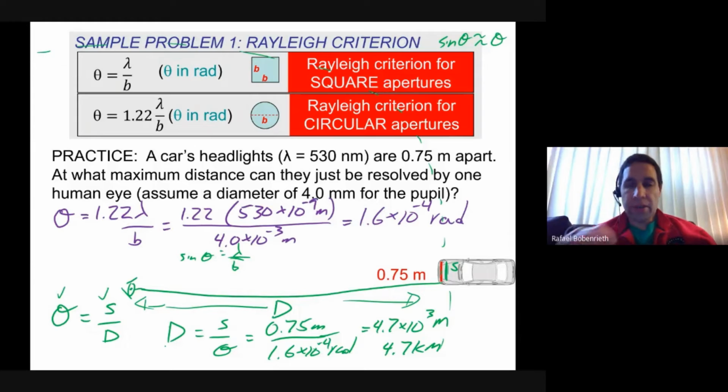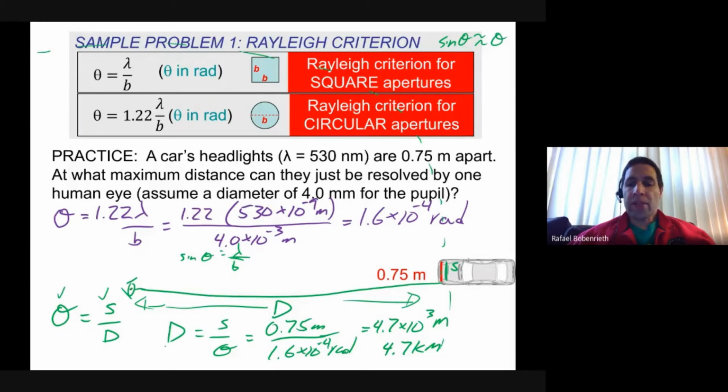Now, if you look down here in green, theta is also equal to S over D, where S is the arc length, and D is the distance from the eye to the car. Imagine this being a part of one huge circle, and capital D is the radius of the circle. So we know that an angle in radians is equal to the arc length, S, divided by the radius, in this case D. So theta equals S over D, and we can solve for D. We know theta from the previous part is 1.6 times 10 to the -4 radians. We know the headlights are 0.75 meters apart.